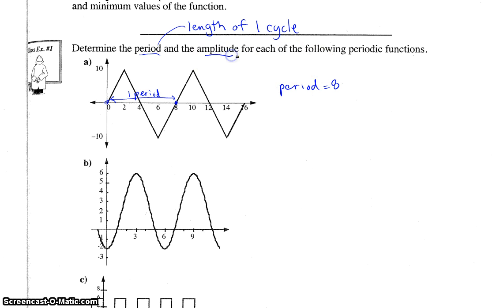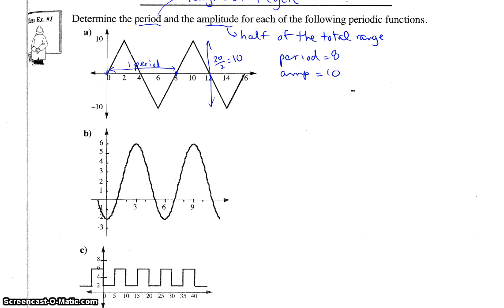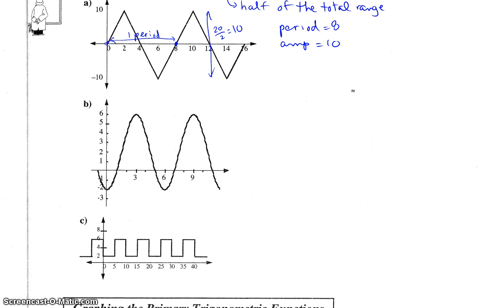Okay, amplitude is basically half of the total range. So our total range would be whatever this value is. So from negative 10 to 10, or 10 minus negative 10 would be 20, divided by 2 would equal 10. So our amplitude equals 10. Okay, why don't you guys try B, and we'll see if we get the same answer.